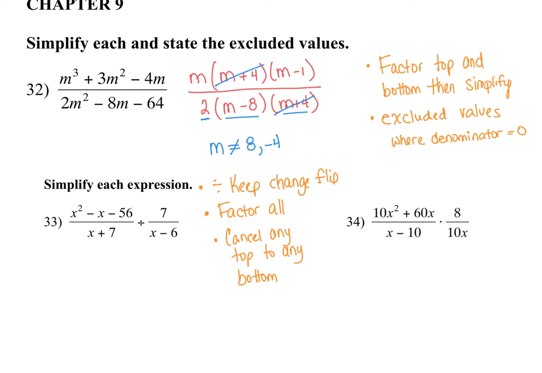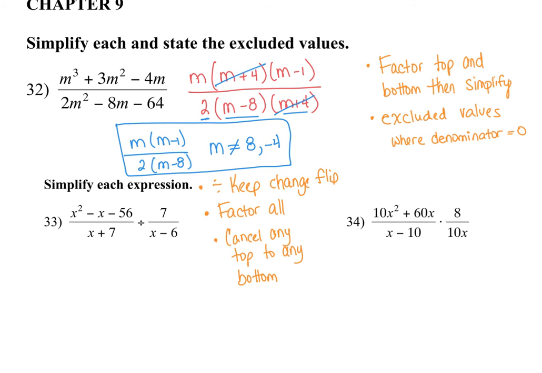The m plus 4s cancel. And that's really the only thing that will cancel. So simplified, it will be m and m minus 1 on top, and 2 and m minus 8 on bottom. So I have my simplified rational expression and my excluded values for that.